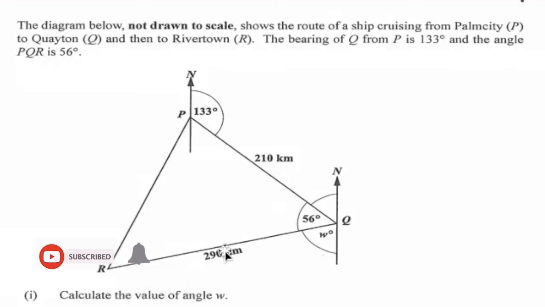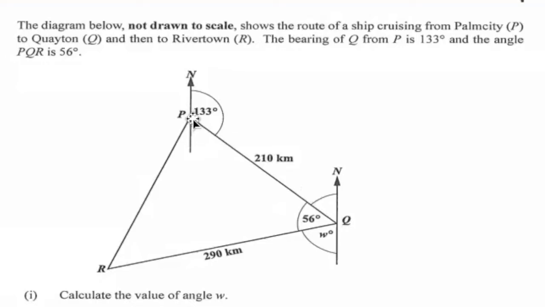Now let's look at the diagram, and we are going to study it. As it states, we have a ship cruising. P represents Palm City, and it goes from Palm City to Quaton, which is Q.